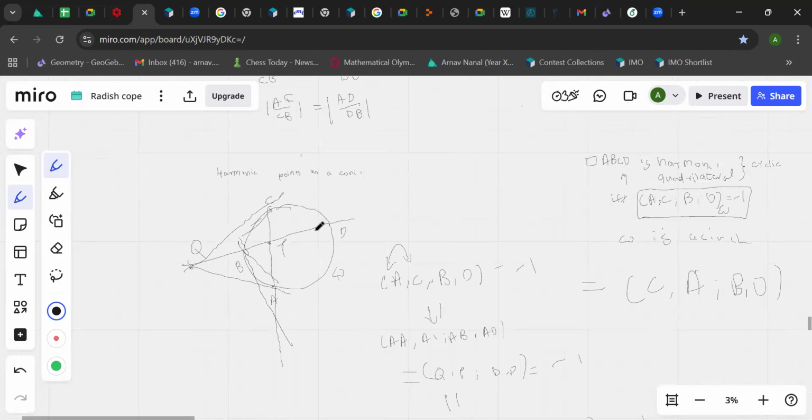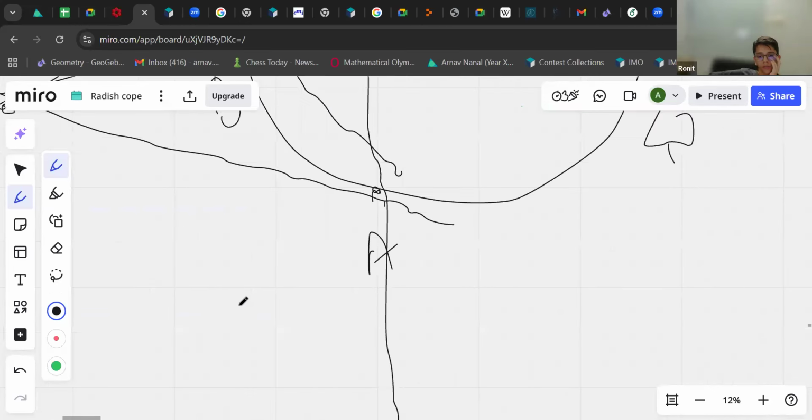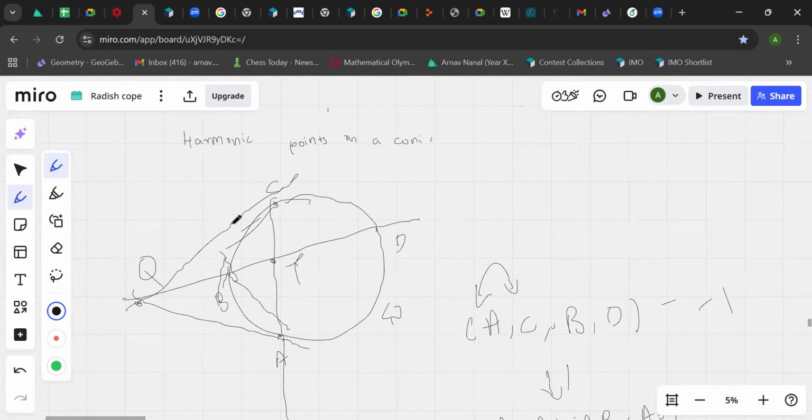It's a really bad diagram. This also gives the median, exactly. That's why in a triangle, if you just take the tangents at B and C and join to A, that's the symedian.